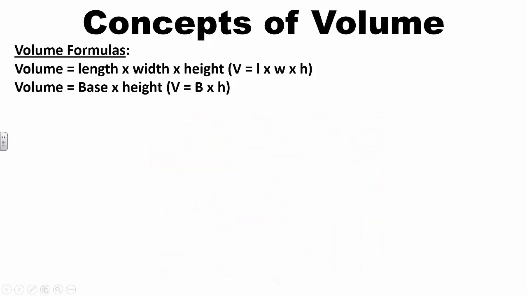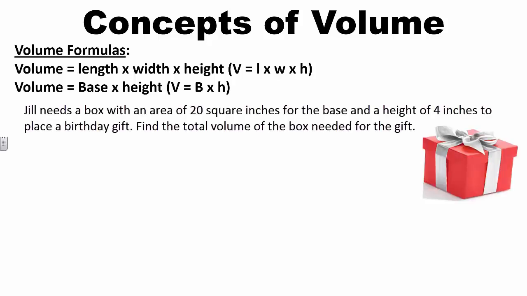Students apply the formulas for volume, length times width times height, and base times height to find the volume of right rectangular prisms with whole number edge lengths in the context of real-world mathematical problems. For example, Jill needs a box with an area of 20 square inches for the base and a height of 4 inches to place a birthday gift. Find the total volume of the box needed for the gift.